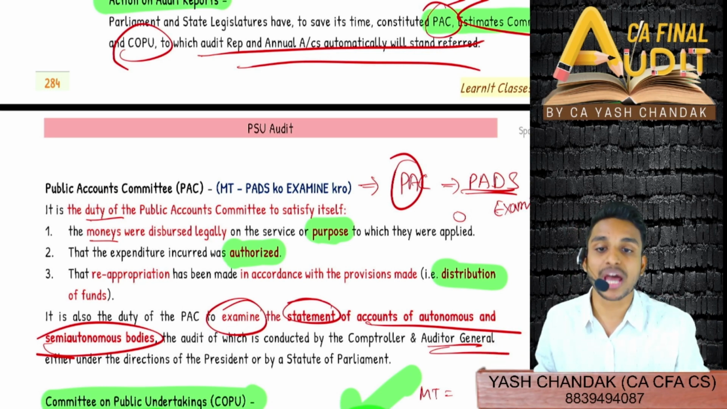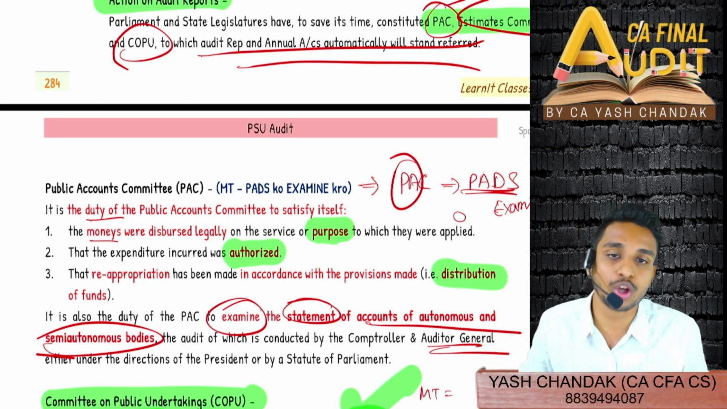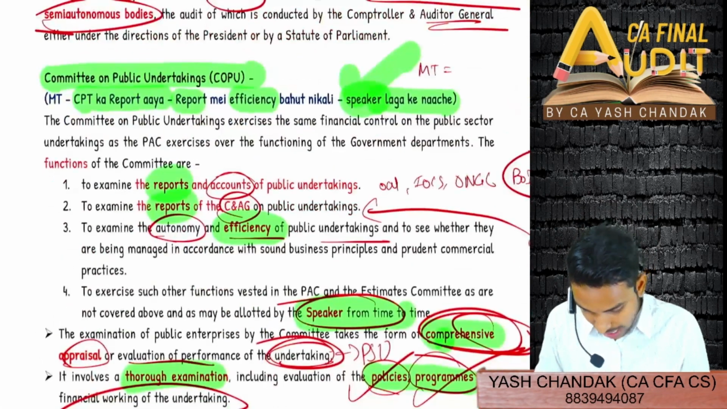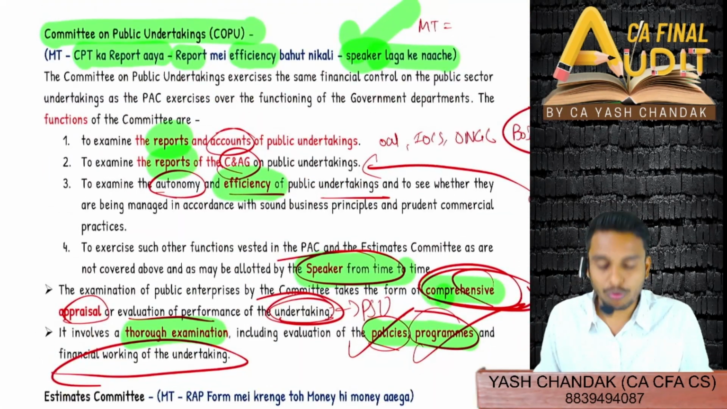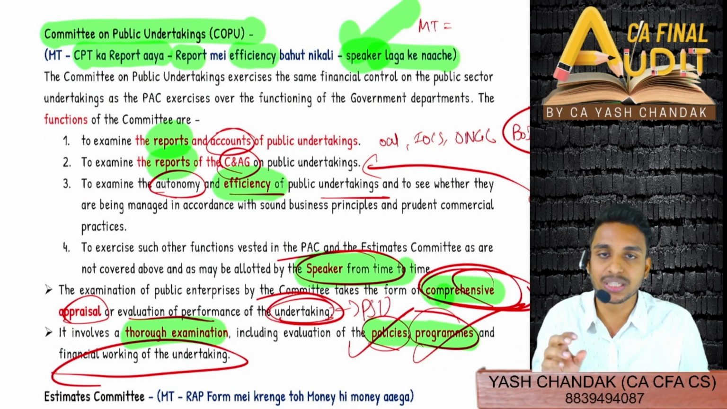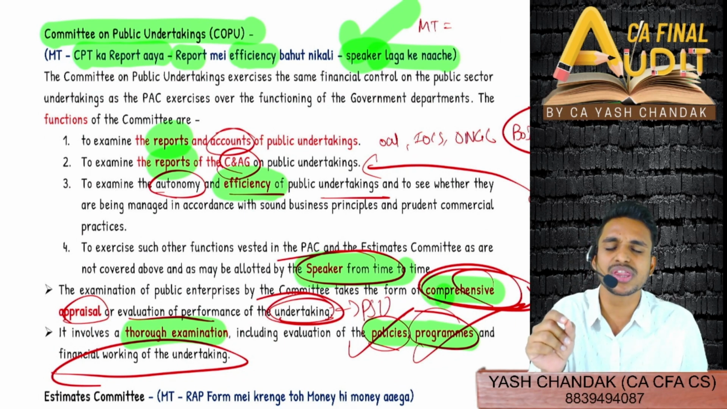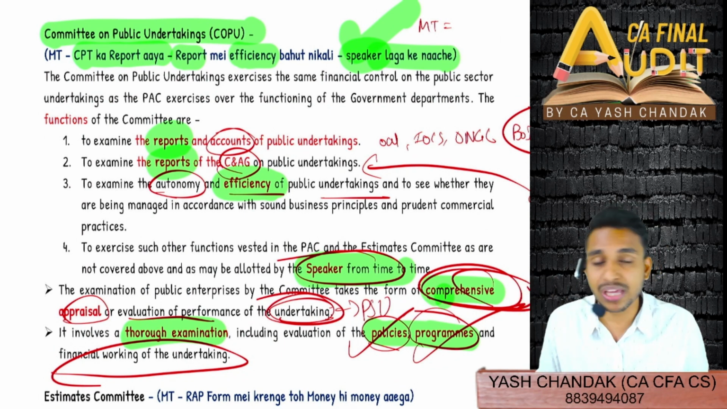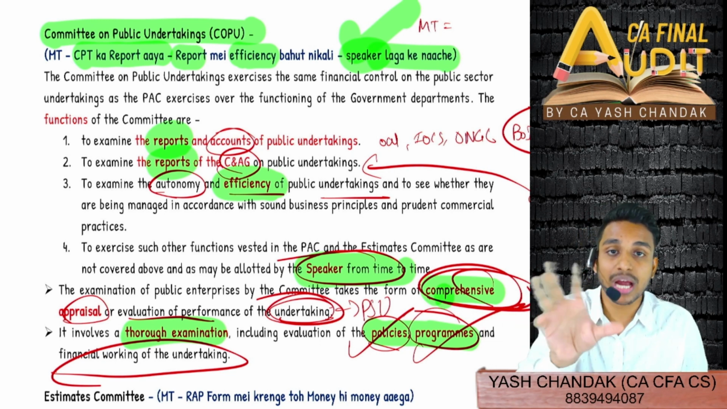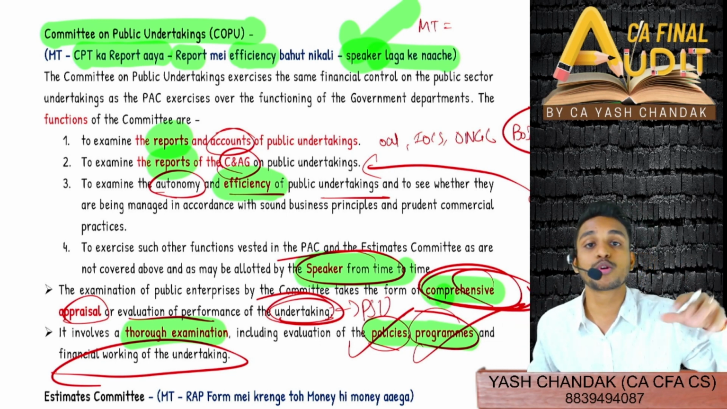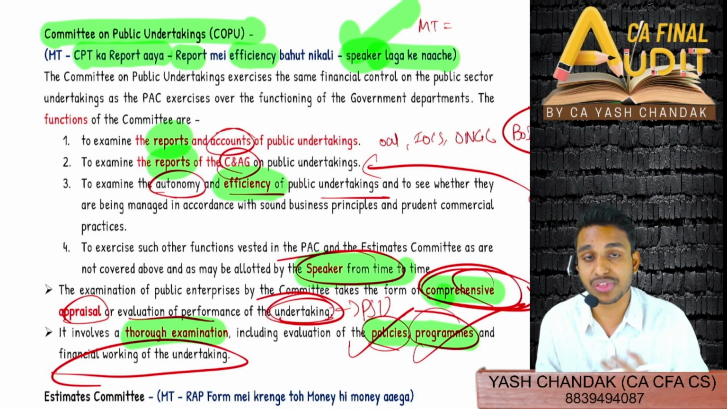And then of course the examination of the statement of the accounts of the autonomous and semi-autonomous bodies. And then CPU means what? CPU is what? Reports of the accounts, reports of CAG. CPT, say, for C comes comprehensive appraisal. P for policies, programs, you have to see what policies and programs these public sector undertakings have come up with.